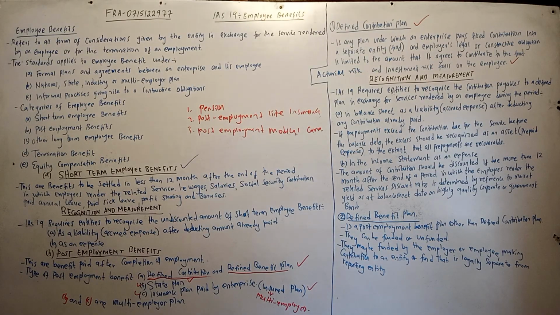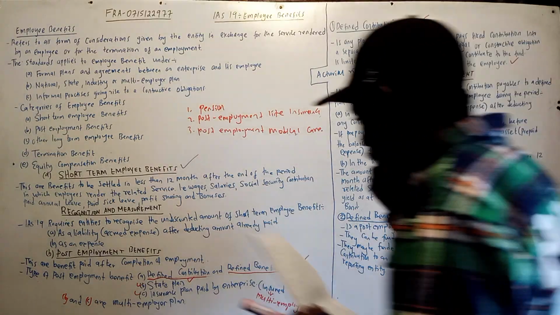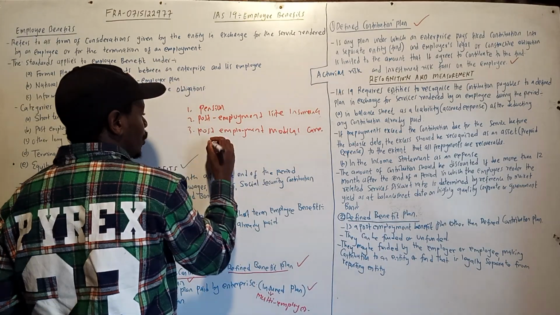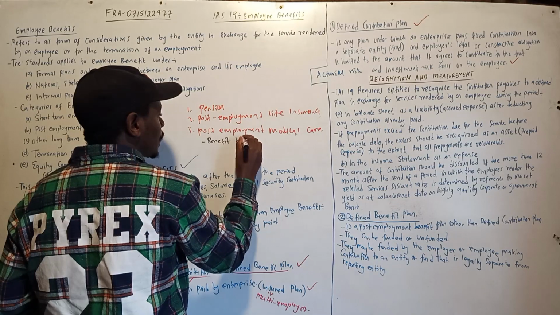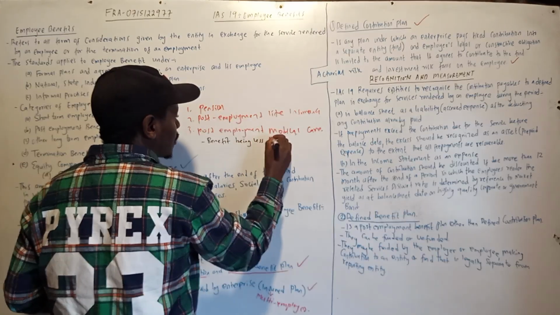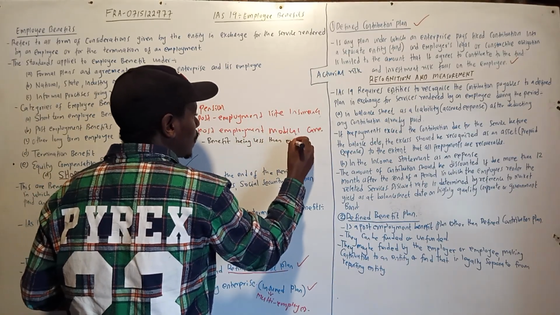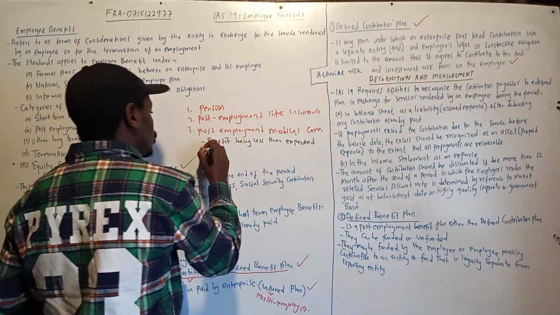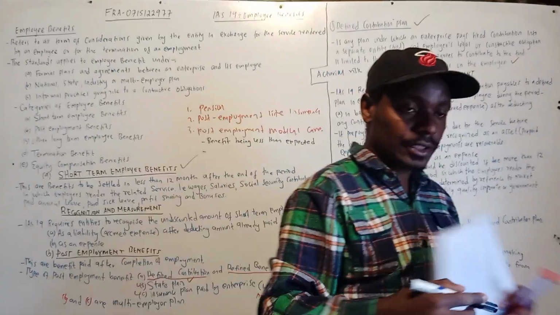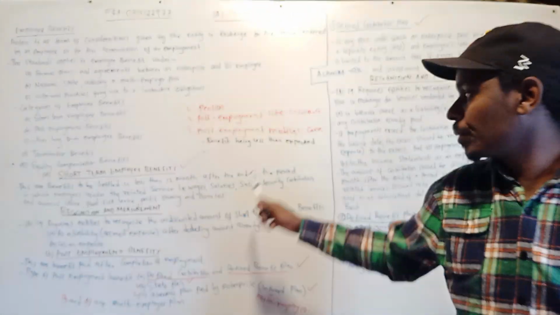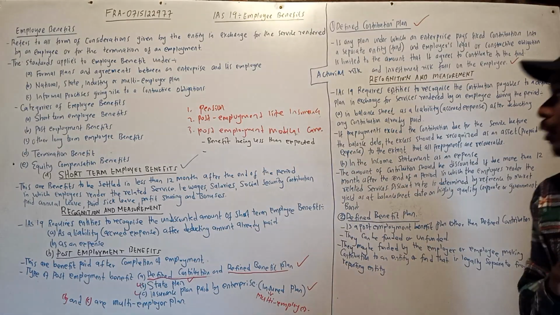Actuarial risk refers to the benefit being less than expected. So the benefit that you expect is not what you get. When it is less than what you expect, it leads to what we call the actuarial risk.